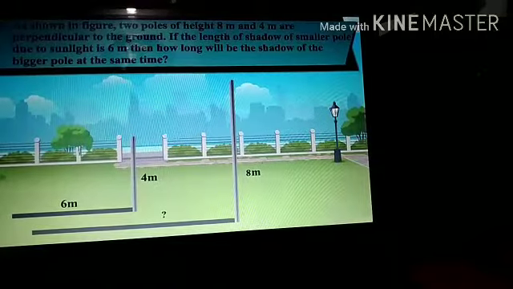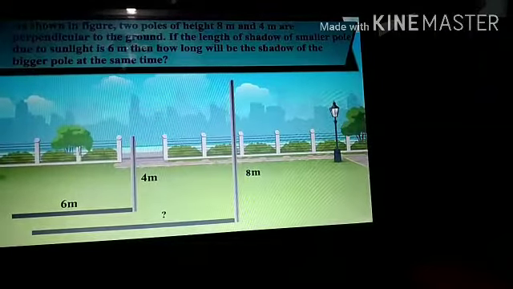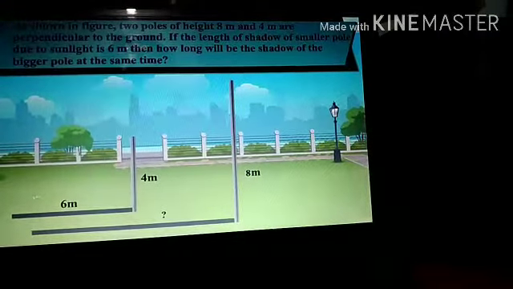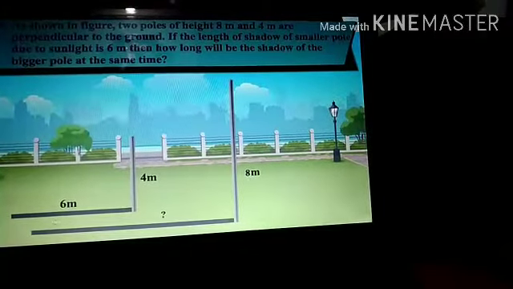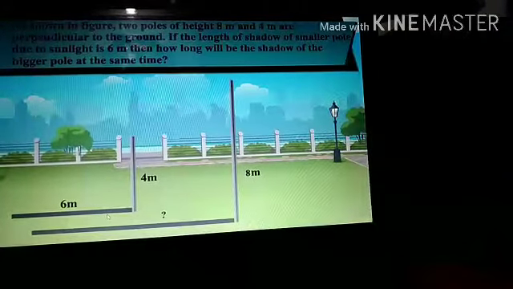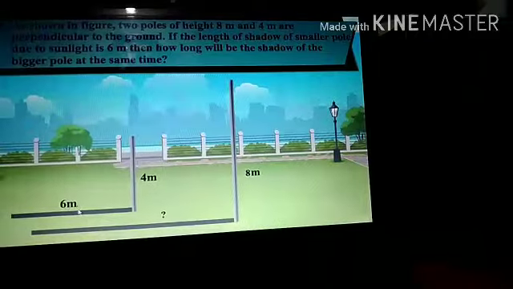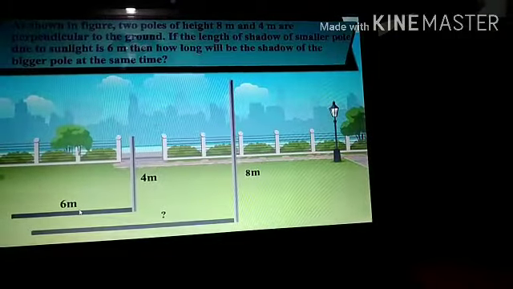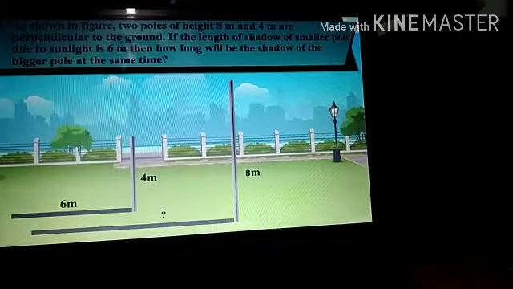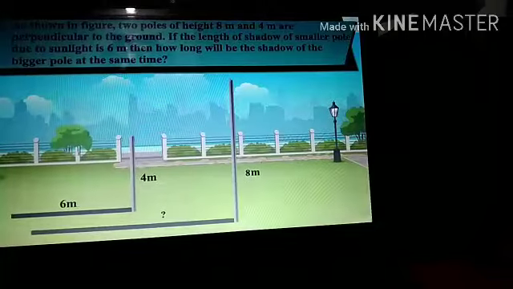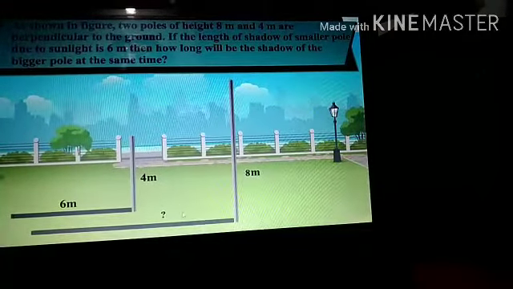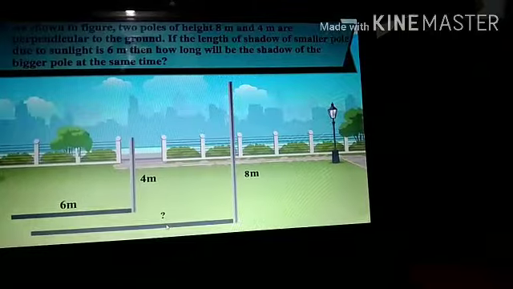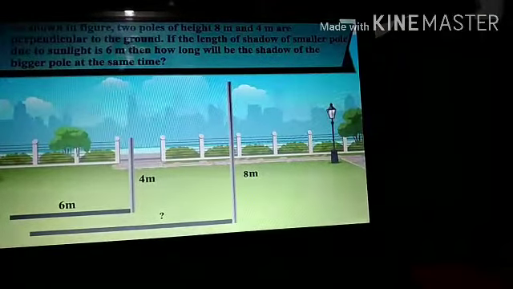If the length of the shadow of the smaller pole due to sunlight is 6 meter, so for the smaller pole we get the shadow. Can you see the shadow is marked with a grey line, which is 6 meter. Then how long will be the shadow of the bigger pole at the same time? So we are going to find out the shadow of the bigger pole. So I have put a question mark because we are going to find out the shadow of the bigger pole.